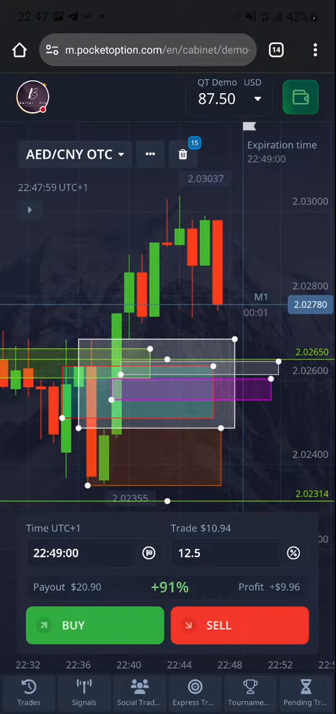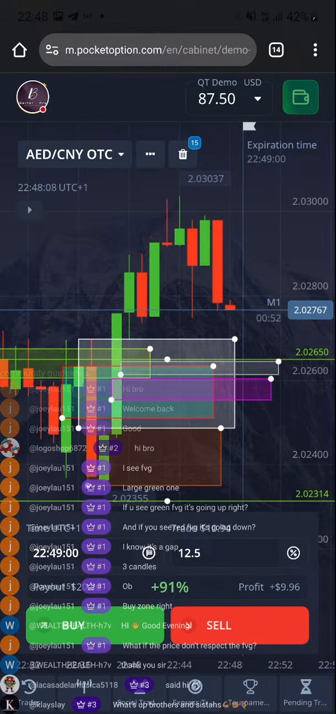You understand? So now immediately price comes into this fair value gap. I'm not going to bother myself about the fair value gap. But you see this decision point entry.